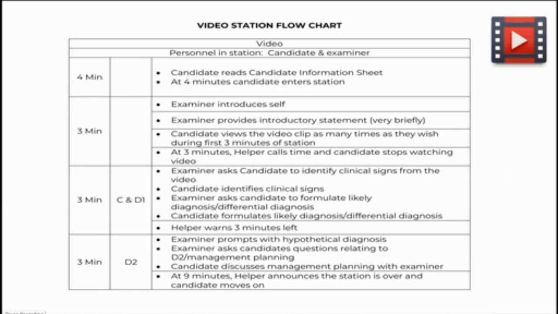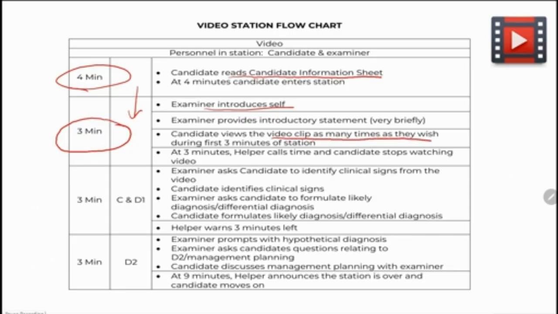So this is the video station flow chart. For the first 4 minutes, the candidate will be waiting outside the station. The candidate will read the candidate information sheet, and at the end of the 4 minutes, the candidate will enter the room. For the first 3 minutes after entering the room, the examiner will introduce themselves and provide an introductory statement briefly. The candidate will view the video clips as many times as they wish during the first 3 minutes of the station. So you can watch the video as many times as possible. You can rewind the video and watch it again and again in the first 3 minutes.